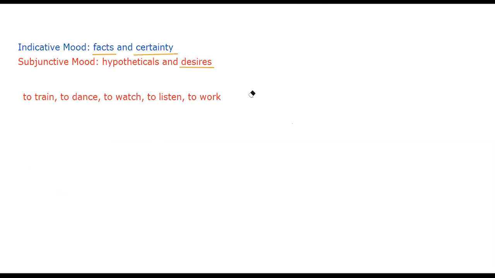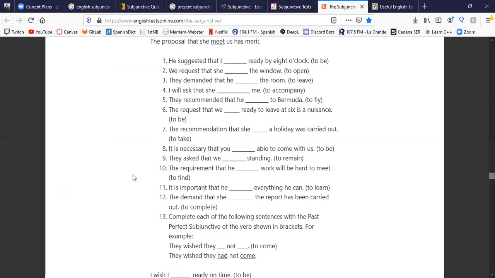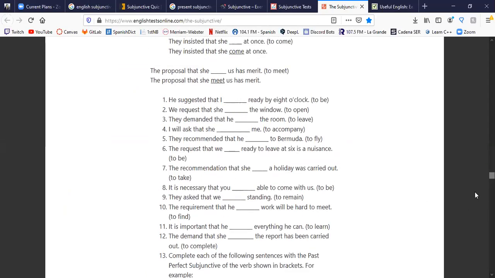Okay, so now that we know that, let's go ahead and have an exercise, and there should be enough of us to do this. Let's have an exercise where we put in the right subjunctive form. Except for number 13. I don't want you guys to do that one, so ignore that one. Let me see if I can just cut it out.